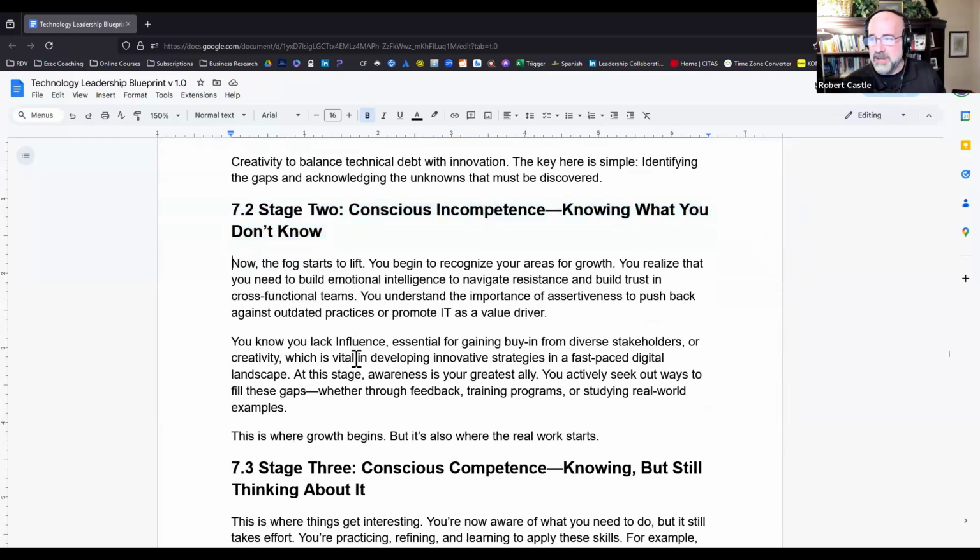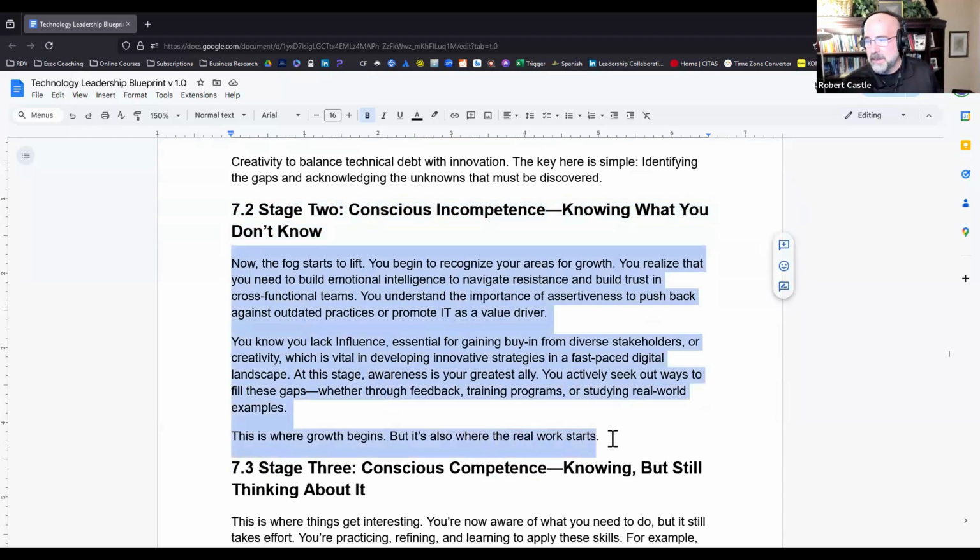Now the fog starts to lift. You begin to recognize your areas for growth. You realize that you need to build emotional intelligence to navigate resistance and build trust in cross-functional teams. You understand the importance of assertiveness to push back against outdated practices or promote IT as a value driver. You know you lack influence, essential for gaining buy-in from diverse stakeholders, or creativity, which is vital in developing innovative strategies in a fast-paced digital landscape.